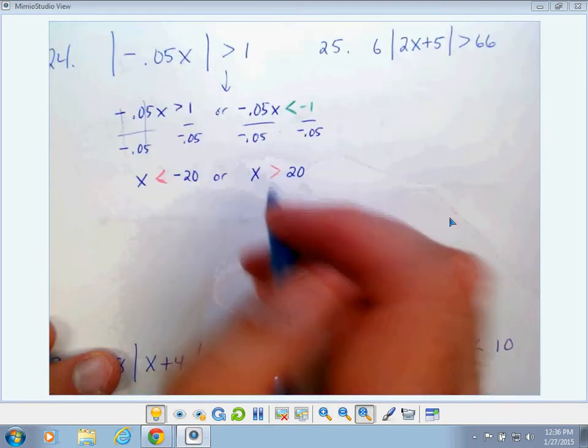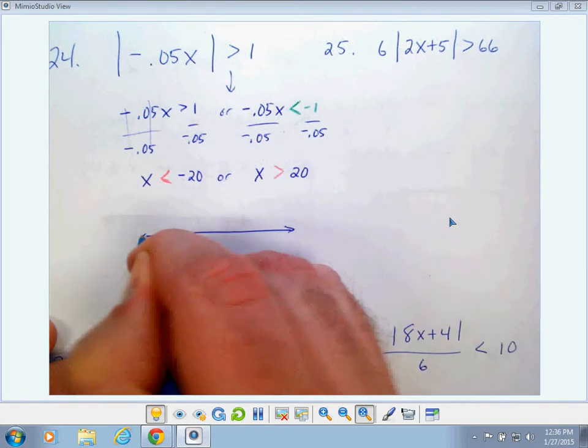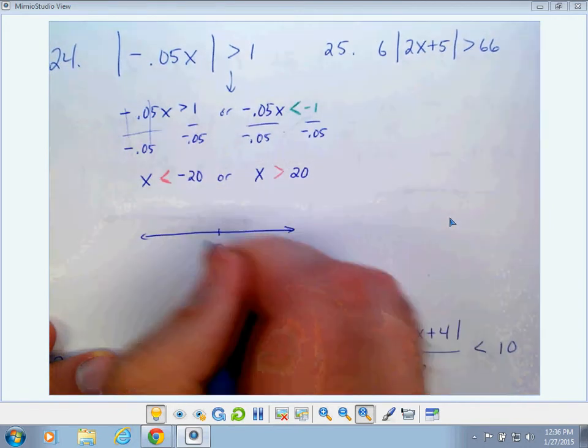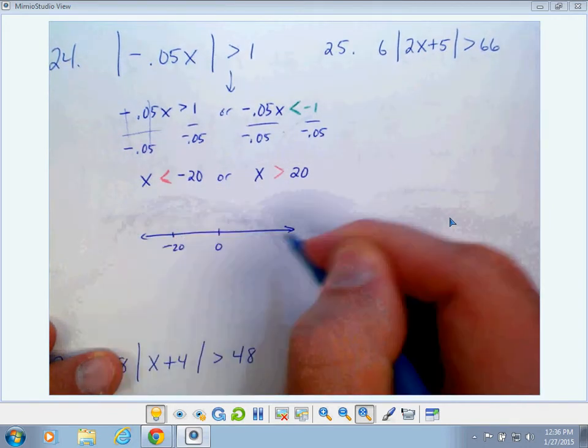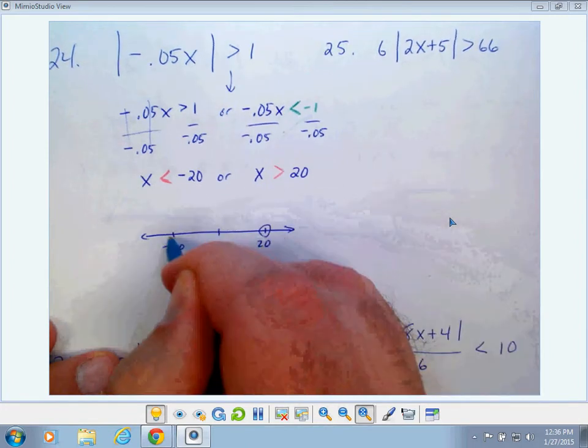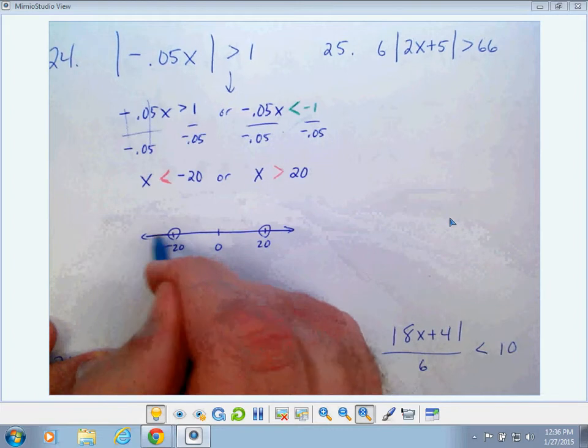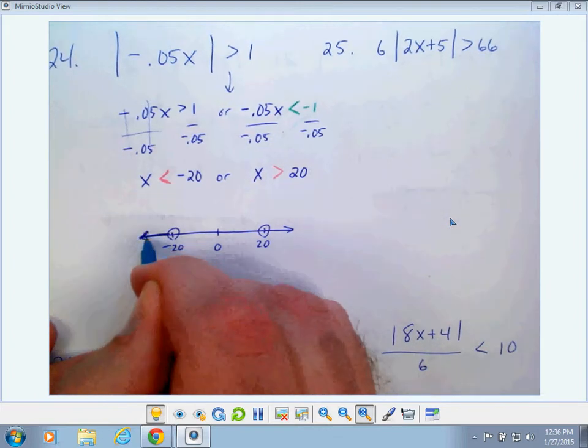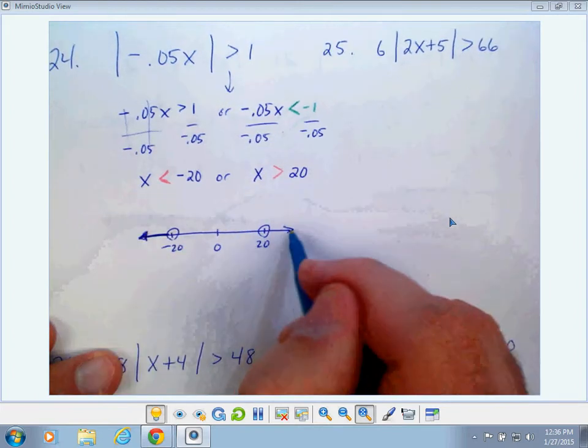So since this is an OR graph, we should expect our numbers to go in opposite directions, or our arrows, our shape. And they're both open circles. Less than negative 20 would be to the left. Greater than 20 would be to the right.